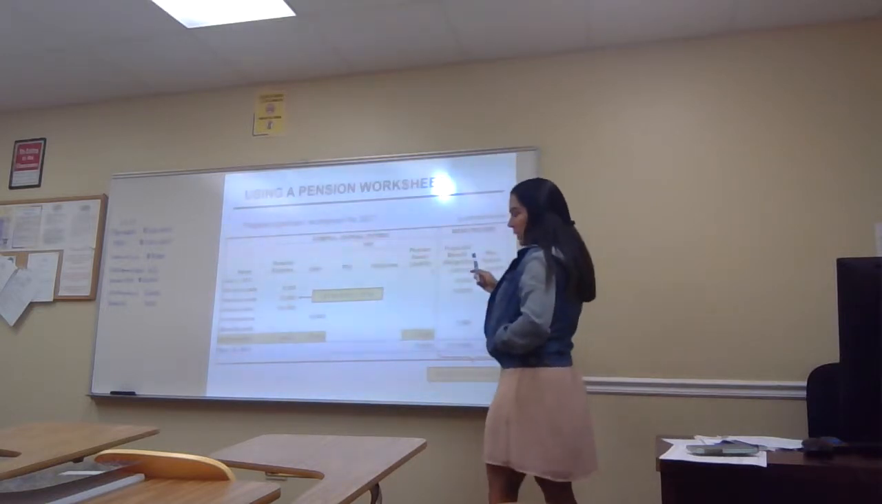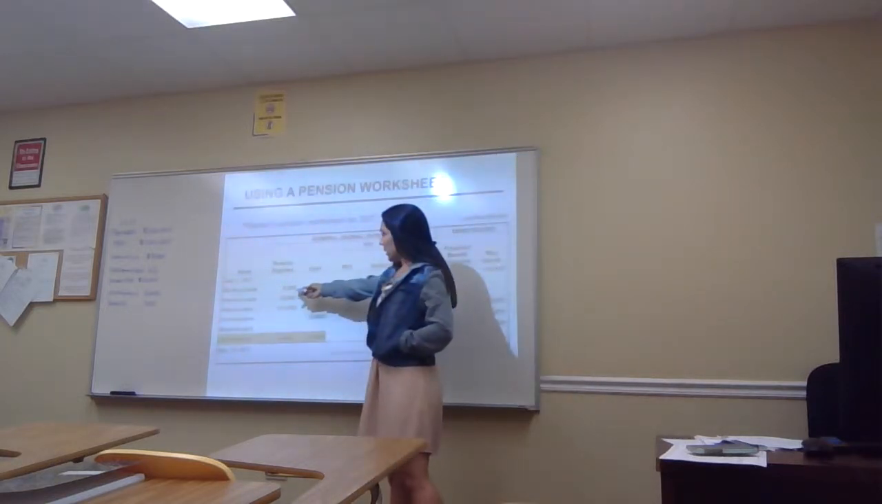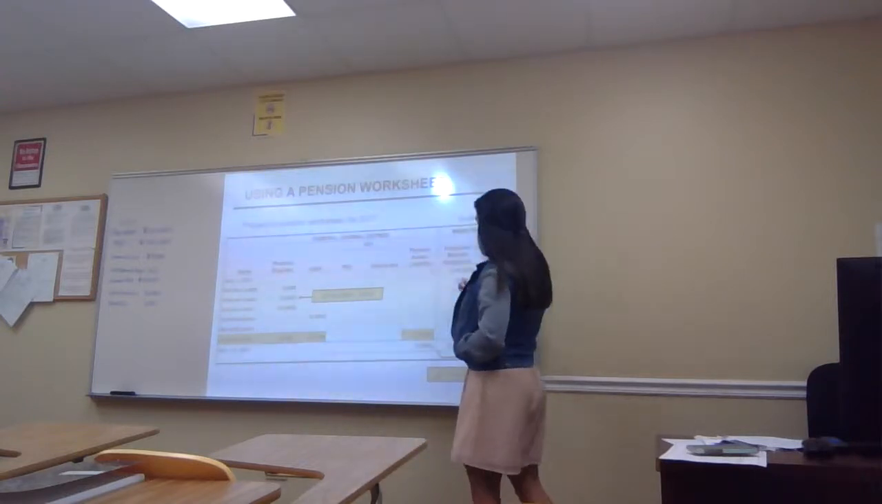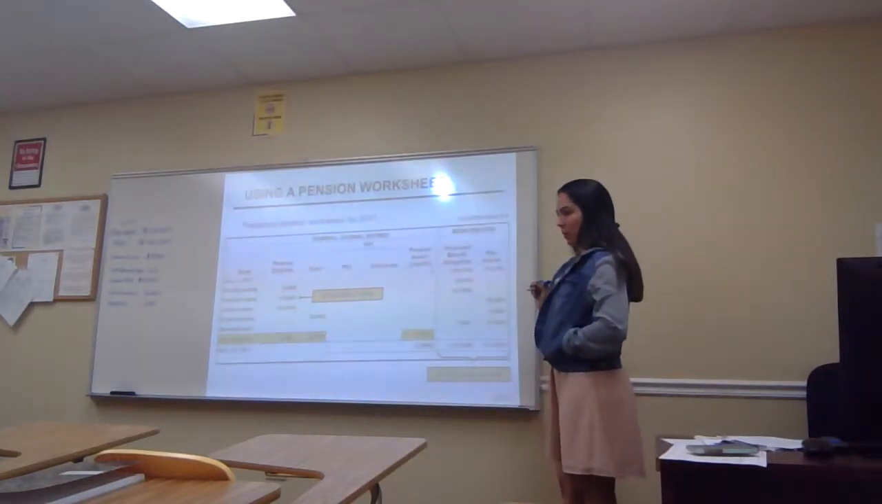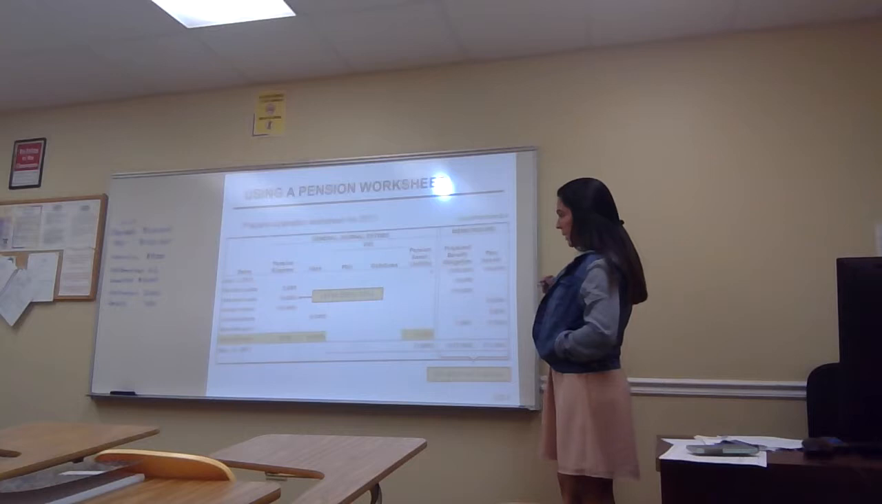So service cost is the first one, $9,000. It increases our expense, as we saw. Increases your expense, debit to service cost. It's going to credit your projected benefit obligation $9,000.